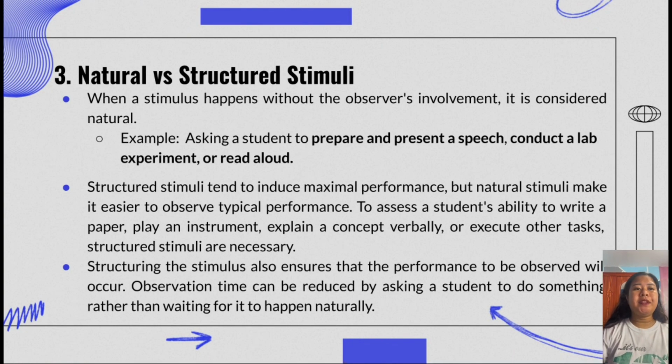Hello everyone, so now let's proceed to the third category of performance assessment, the natural versus structured stimuli. So when a stimulus happens without the observer's involvement, it is considered natural.